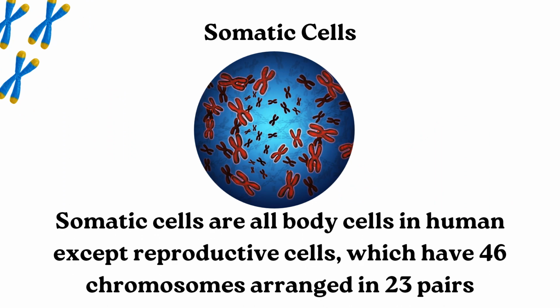Somatic cells are all the body cells in humans except reproductive cells. What were the reproductive cells? We called them the sperm and ovum. All body cells have 46 chromosomes arranged in 23 pairs.